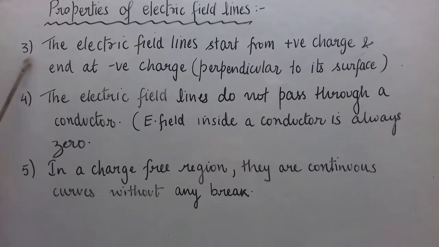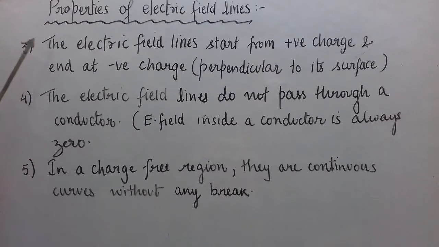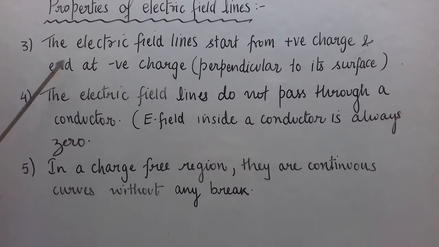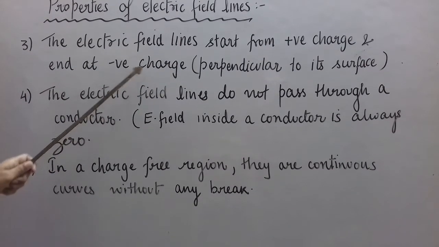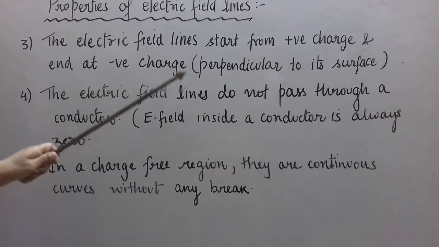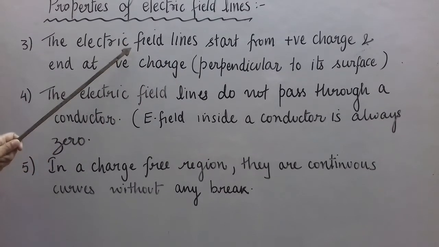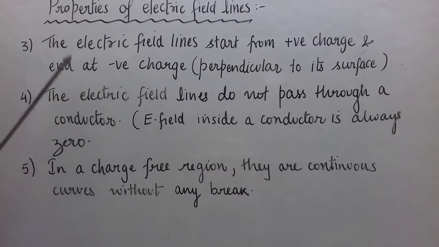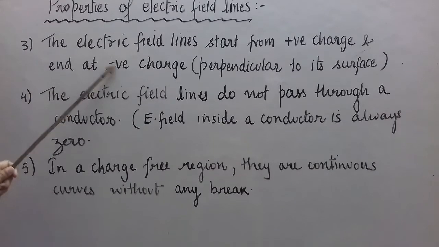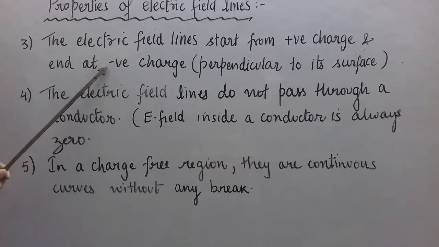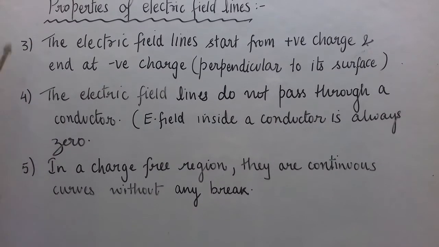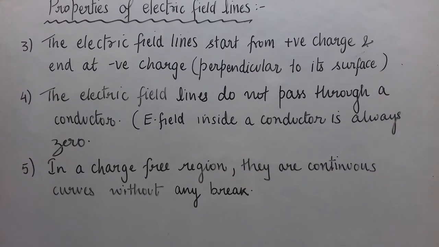So the third property of the electric field lines is, the electric field lines start from positive charge and end at negative charge. And in the bracket I have written perpendicular to its surface. It means whenever they start from positive charge, at the surface from where they arise, they are perpendicular. Or even when they end at negative charge, at the negative charge surface, they are ending perpendicularly only. This point you will understand better after we finish these properties, when I draw the electric field diagrams.